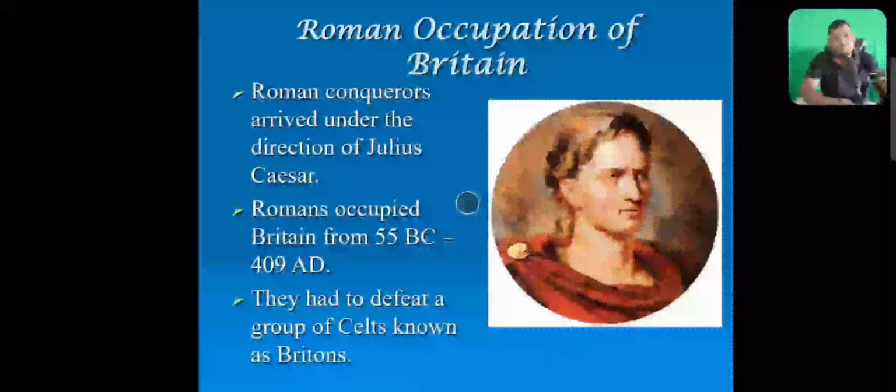They had to defeat a group of Celts known as Britons. You should remember this: the Romans defeated a group known as Britons, and that group's name is Celts, or the Celts known as Britons. They were defeated by the Romans at that time.